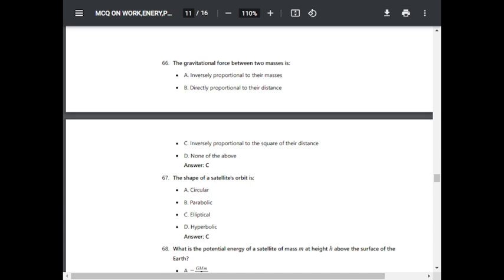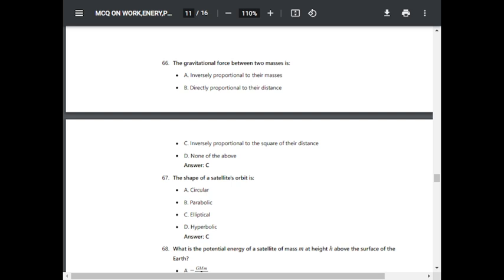Question number 66. The gravitational force between two masses is: option A, inversely proportional to their masses; option B, directly proportional to their distance; option C, inversely proportional to the square of their distance; option D, none of the above. The correct answer is C, inversely proportional to the square of their distance.